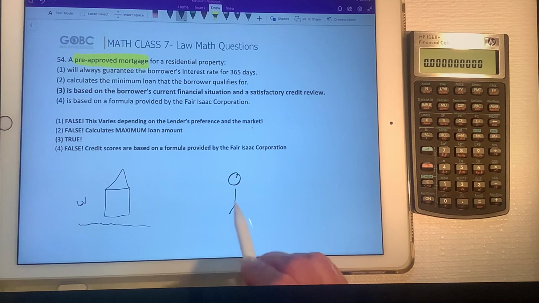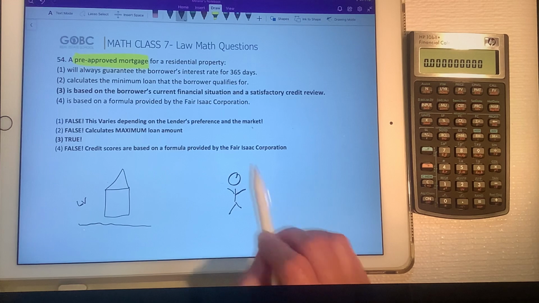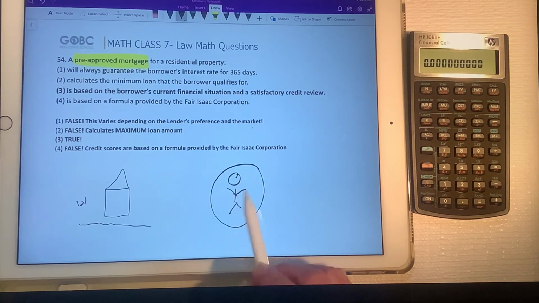And they would also look at the person. So they would look at your credit rating, your income, your credit history, what kinds of other loans you already have out, whether you have a student loan or a car loan, all of that kind of stuff. So the pre-approval part is talking about the person side, right? The income side of things. We're not talking about this one.